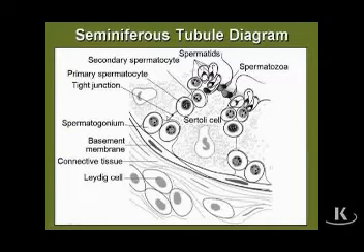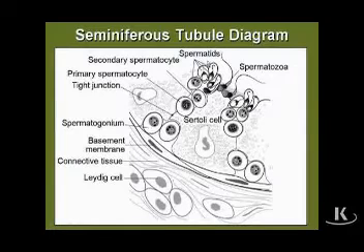Primary spermatocytes, once they complete meiosis 1, will form secondary spermatocytes. Secondary spermatocytes, once they complete meiosis 2, will form spermatids. And you can see as we go through the successive stages of meiosis in males, the resultant germ cell moves closer to the luminal surface of the seminiferous tubule.